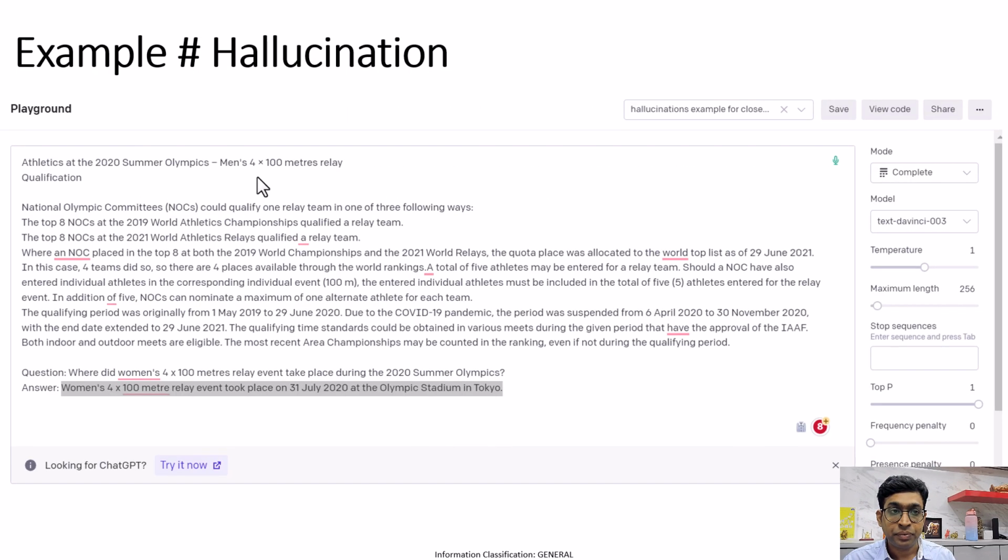In other words, hallucination is that it has not been trained on explicit information, which is leading to unreliable or misleading responses. Let's take one example where I have a context about Summer Olympics for men. When I ask a question about the women's race at the Summer Olympics, the model gives the answer that the women's event took place on 31st July 2020, which is absolutely wrong.